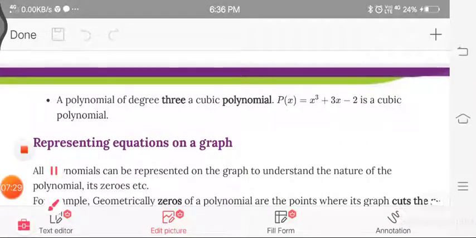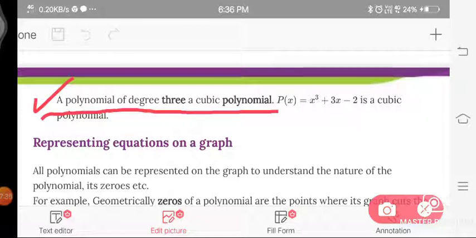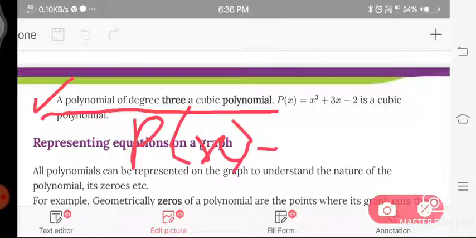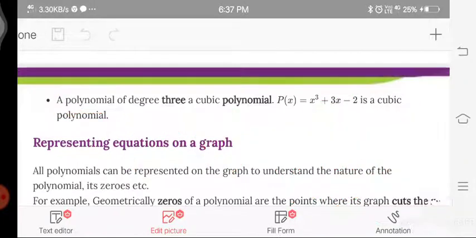Third, a polynomial of degree 3 is called a cubic polynomial. For example, p(x) = x^3 + 3x + 1. The highest degree of the variable in this polynomial is 3. So this is a cubic polynomial.